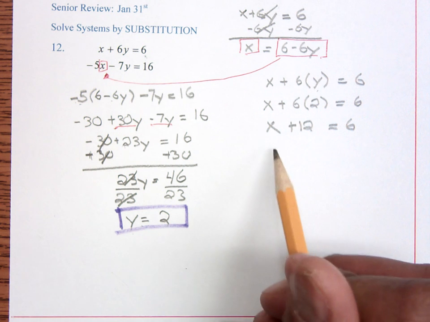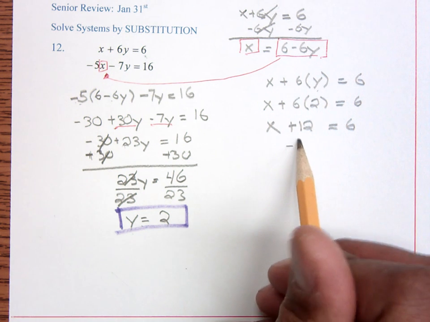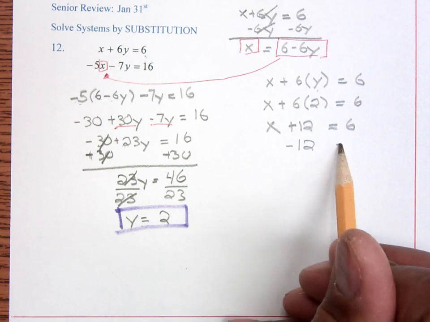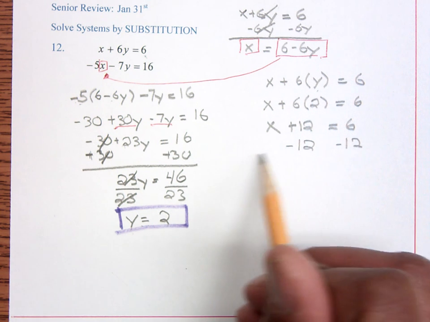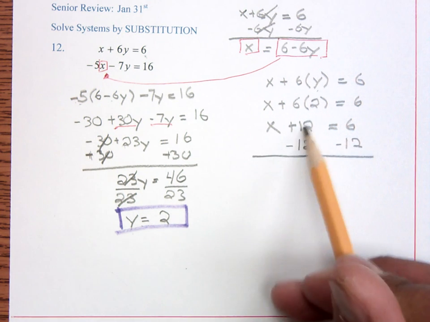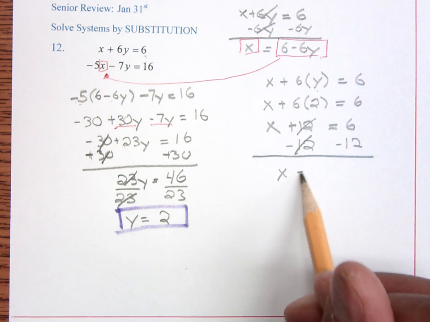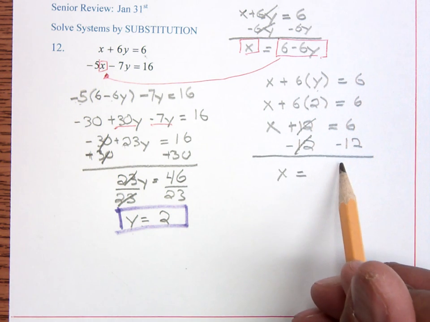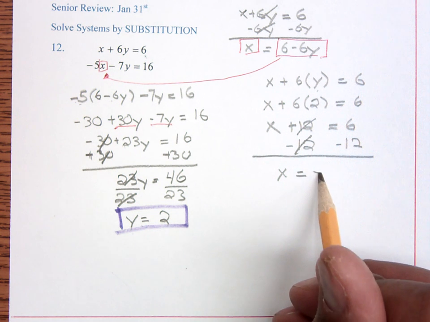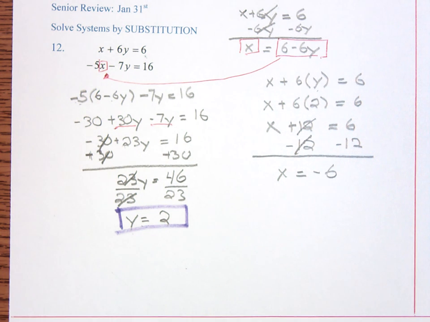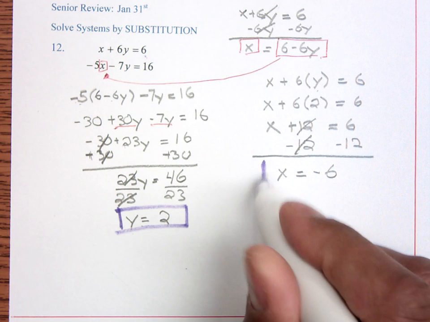Now to get the x by itself, since they added 12, we're going to subtract 12 from both sides. These will simplify, and we're going to be left with x is equal to 6 minus 12 is negative 6. So that's the other part of our solution.